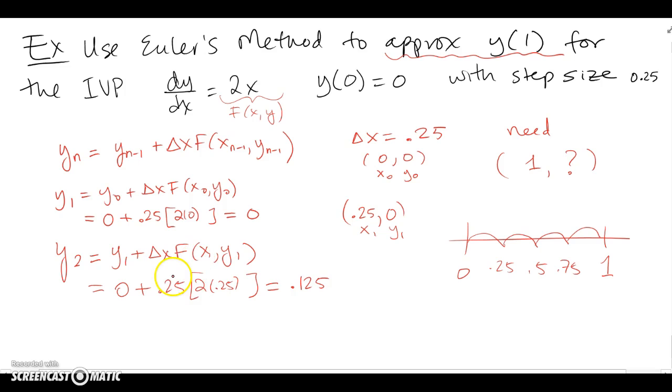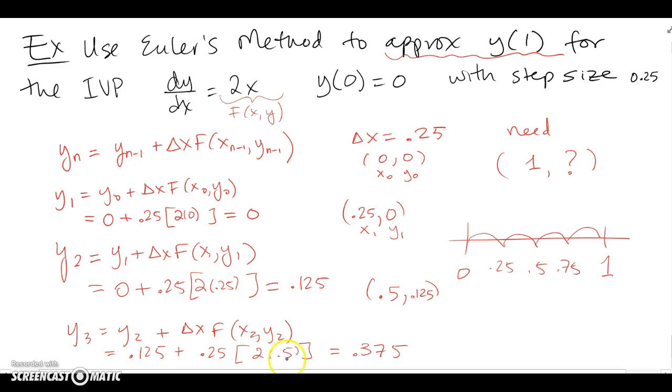So this time I used my previous step, x1, y1, and this is the new y value I got. So I know my y2 is 0.125, and I had gone another 0.25 over, so my x coordinate must be 0.5. We get our y3 using x2 and y2, so my y3 is 0.375, and since I had gone another 0.25 from 0.5, I must now be at 0.75. So this will be my x3, y3, whereas these were my x2 and y2 from before.